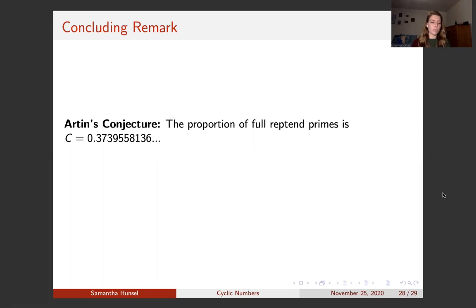Emil Artin actually proposed a conjecture that said that the proportion of full reptend primes is his special constant C, which is around 37%. So it was saying that of all the primes, there are about 37% that are full reptend.